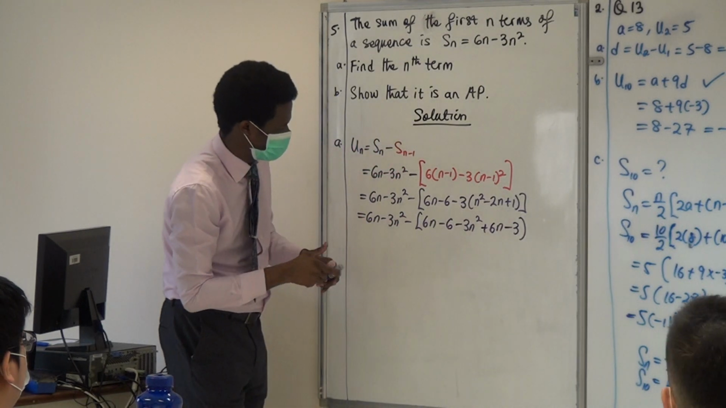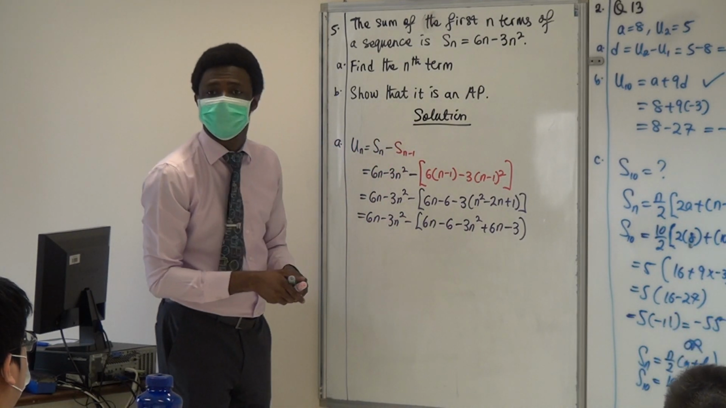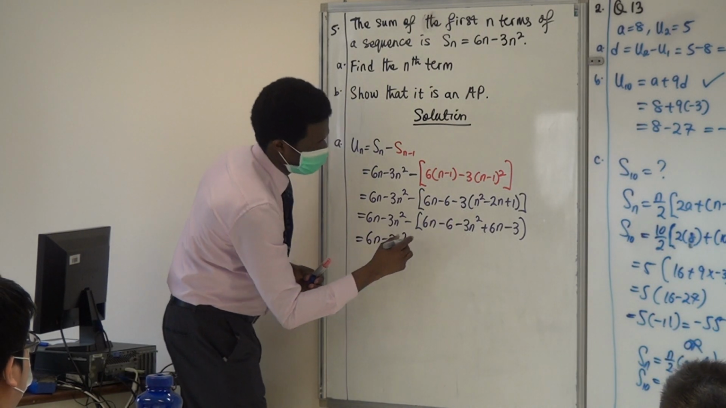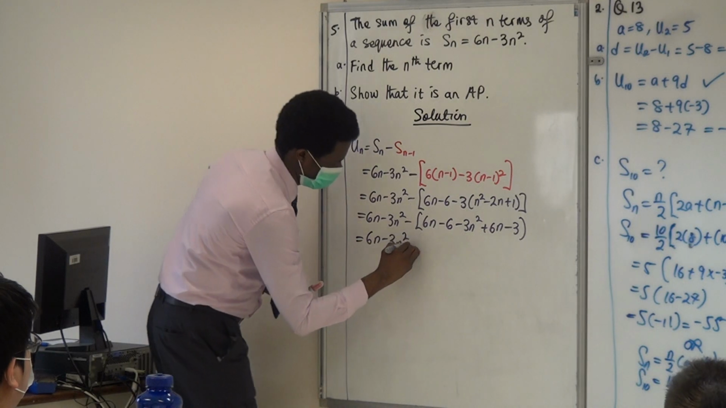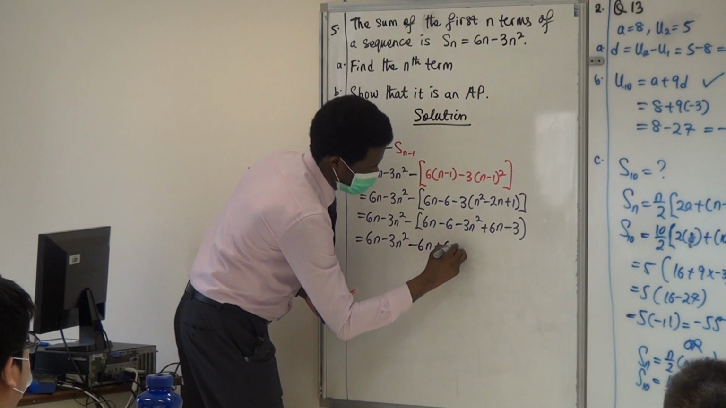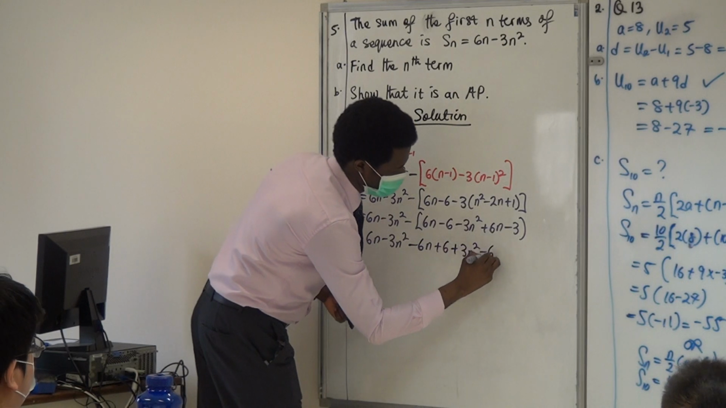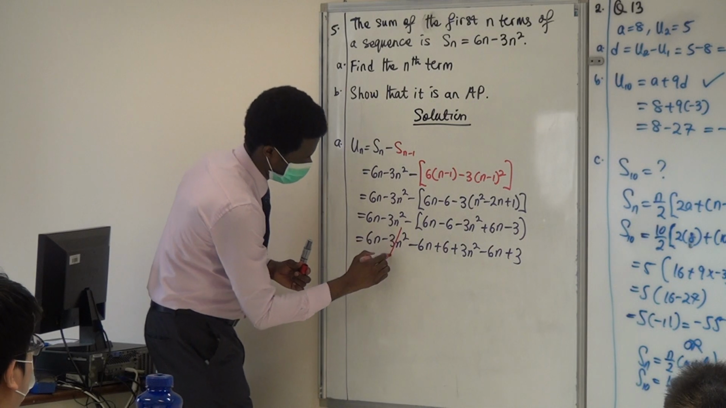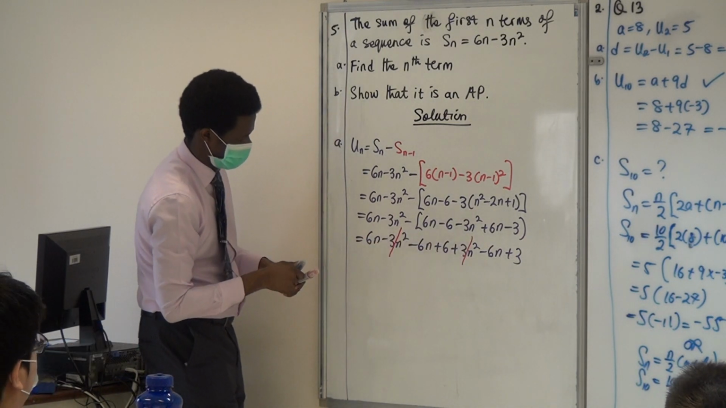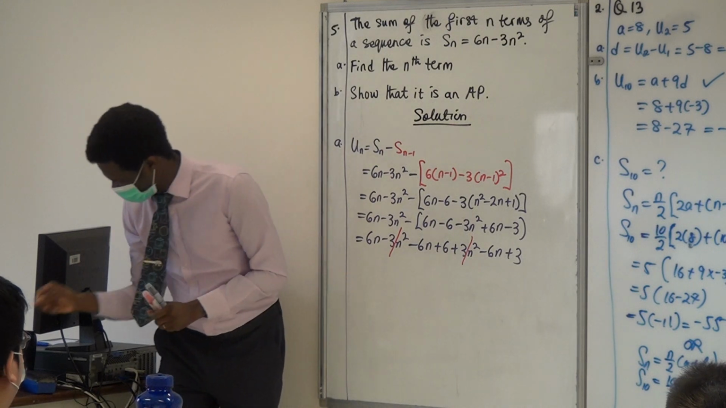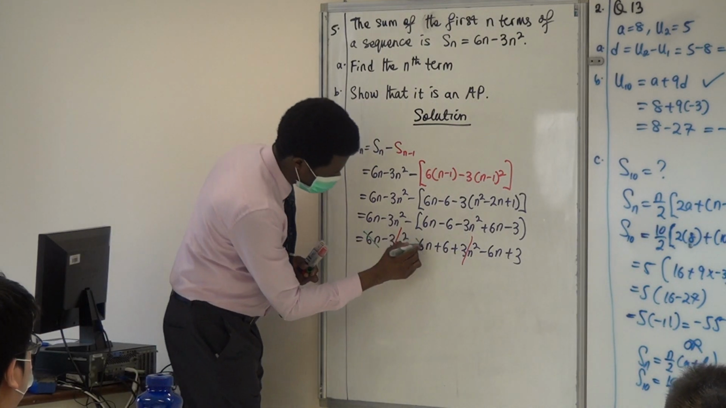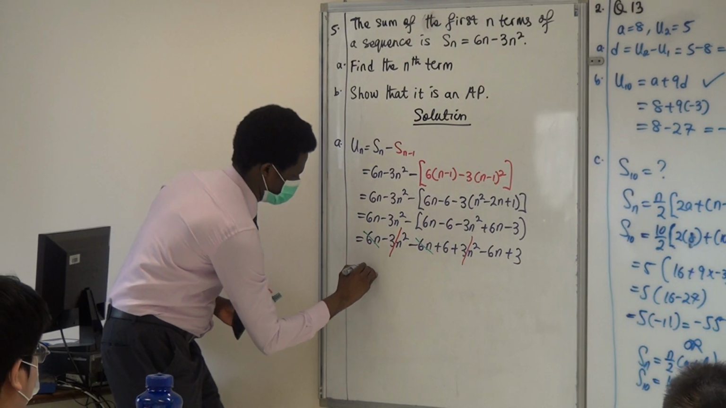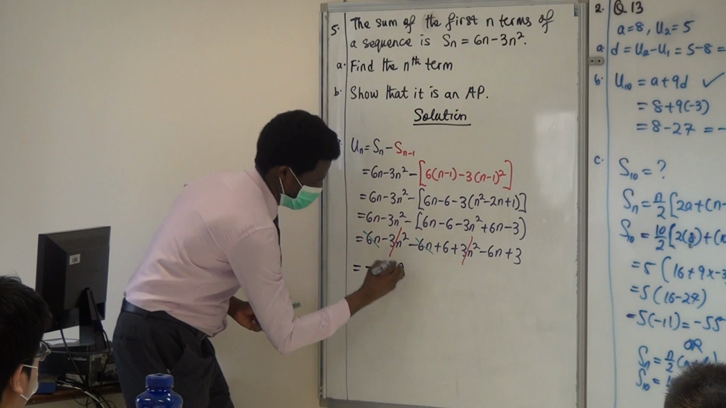So let's see what we can eliminate in the bracket. Nothing can be eliminated in the bracket. They are too stubborn in the bracket. So we can't eliminate, so it's the same. Minus 6n plus 6 plus 3n squared minus 6n plus 3. So elimination can happen. 3n squared and 3n squared, 6n and 6n. That's it. So what do we have? 9 minus 6n, or we can say minus 6n plus 9.